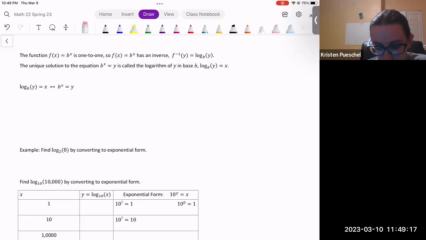These inverses are written in this way: f inverse of y equals log with a little b of y. The b tells us the base of the exponent. We say this is the logarithm with base b.